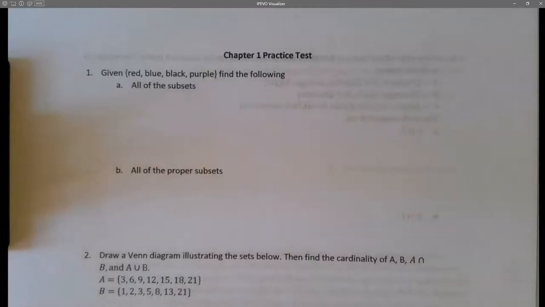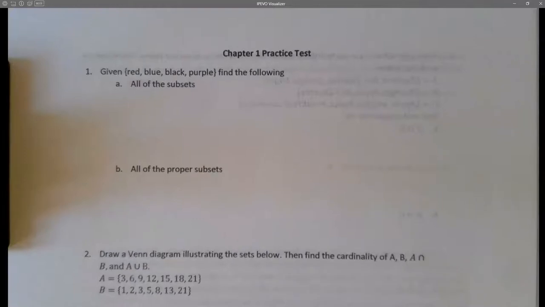Okay, first thing I want to say, on your version of this, I spaced this out a little bit better. I didn't realize until I printed it out for me to work on that the spacing was a little bad. So I apologize right now about that. But it's just for the video that the spacing's really bad.